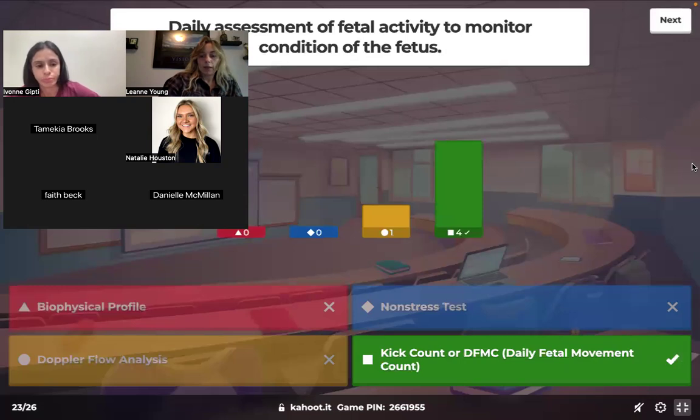So this would be your kick counts. This is your daily assessment. So that's something that moms are going to be doing because we're not seeing them every single day in the office or in clinic. So this is something that we're telling moms to be doing on their own every single day. So what are some things that we educate patients on, like how to do fetal kick counts? What are we supposed to be telling the patients to look for or what to do?